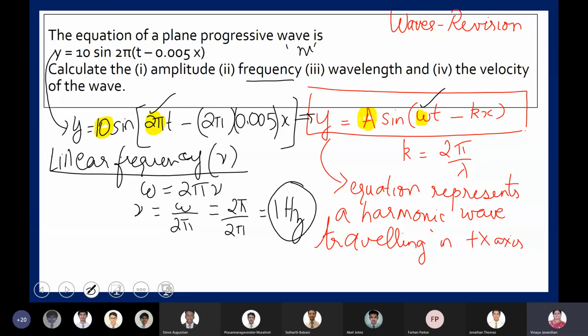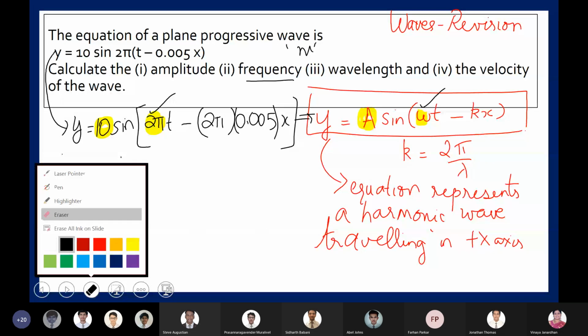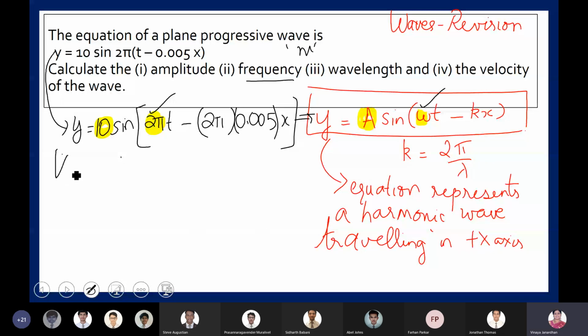Next, we have to go for wavelength and velocity of the wave. Shall I erase this, boys? Linear frequency, shall I erase? Yes, ma'am. Next, we'll go for the wavelength of the wave.